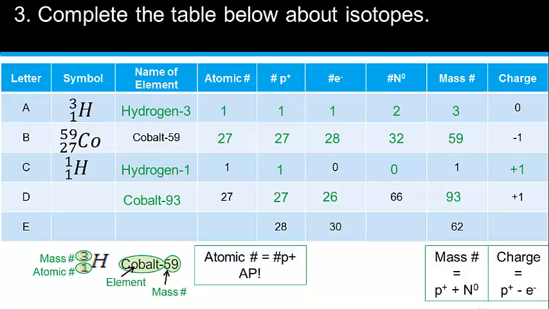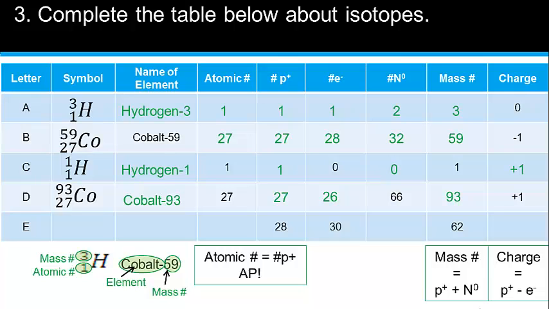So this is going to be cobalt again. We have 27 protons, which means that the atomic number is 27, so we've got cobalt. In this case, we have cobalt 93. And to write that as a symbol, it would be 93 on top, 27 on the bottom, Co for cobalt.